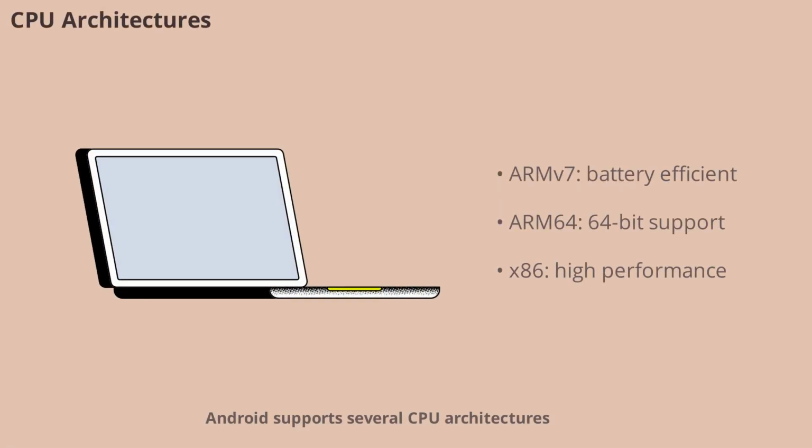Android supports several CPU architectures, with ARM7 being the most common due to its battery efficiency. ARM64 is a more powerful 64-bit version, while x86 is less common but offers strong performance. Understanding these architectures helps you optimize your app for different devices and ensure compatibility across the Android ecosystem.